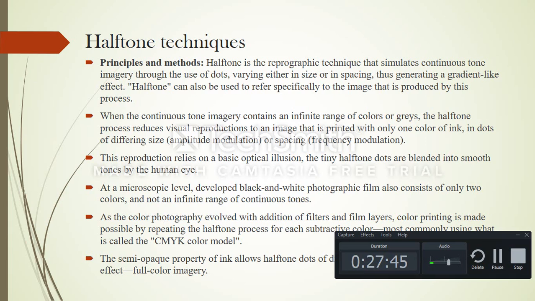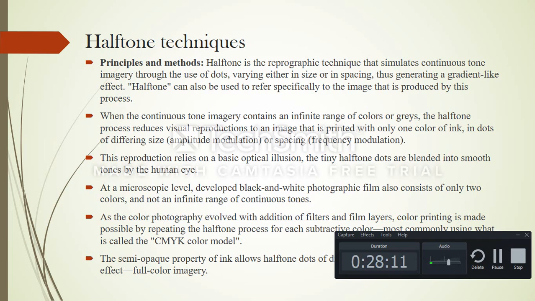When the continuous tone image contains an infinite range of colors or grays, the halftone process reduces visual reproduction to an image that is printed with only one color of ink in dots of different sizes or spacings. This reproduction relies on a basic optical illusion. The tiny halftone dots are blended into smooth tones by the human eye.